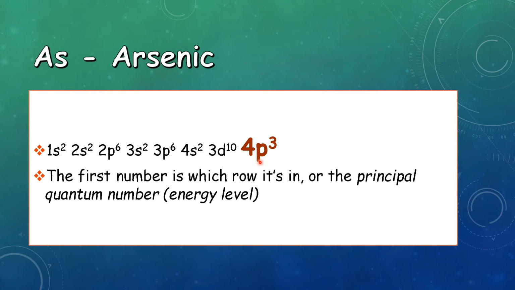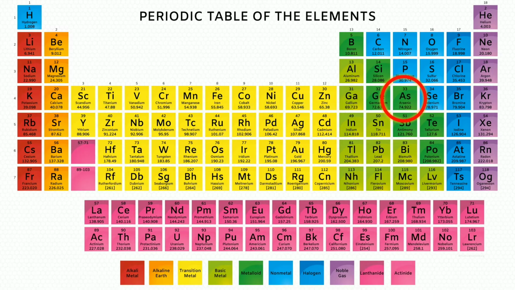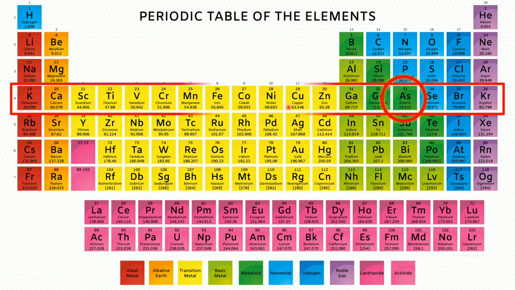Check nga natin. Ayan. Bilangan natin kung nasa 4th row nga si arsenic. So, 1, 2, 3, and ayun, nasa pang-apat na row nga si arsenic.